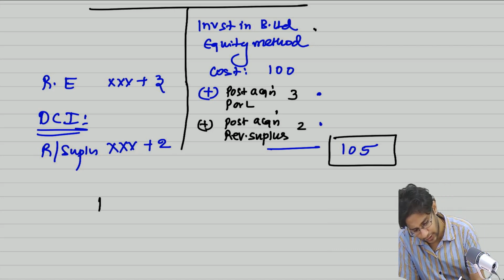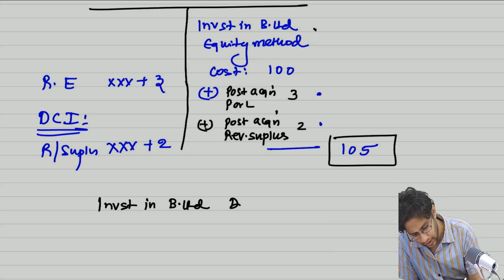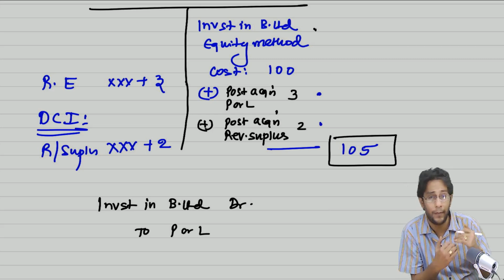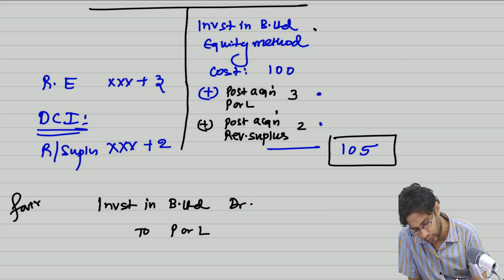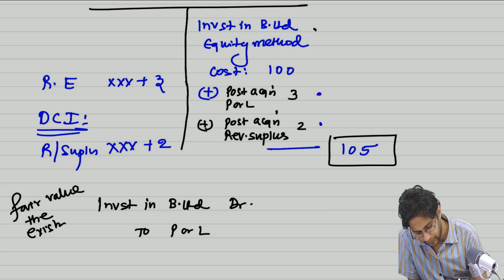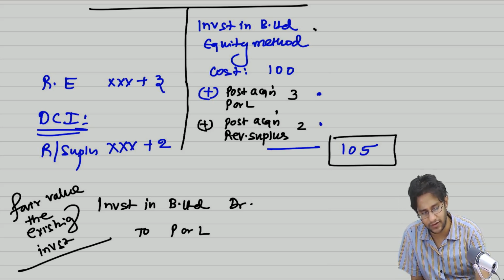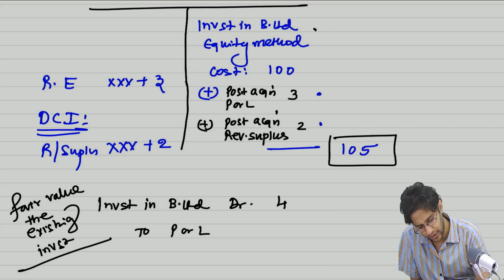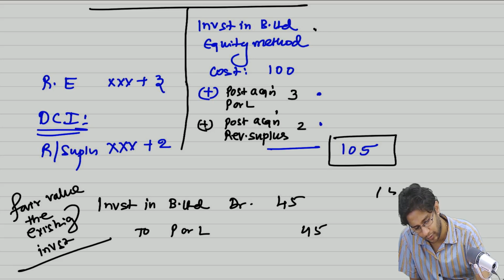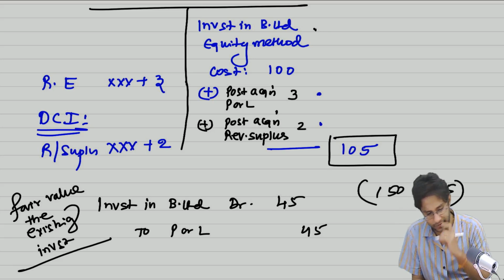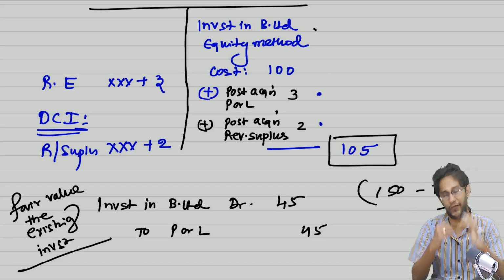So first and foremost thing what we will do is update the investment in B Limited to fair value. The fair value of the existing investment, let's say fair value is 150. So 45, that is 150 minus 105. So investment 105 now became 150 in my books.